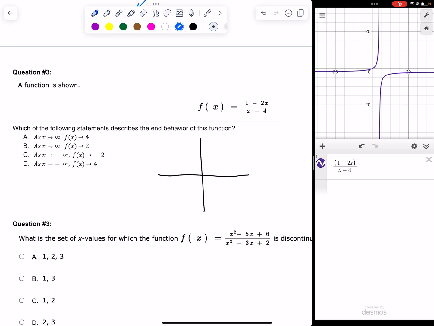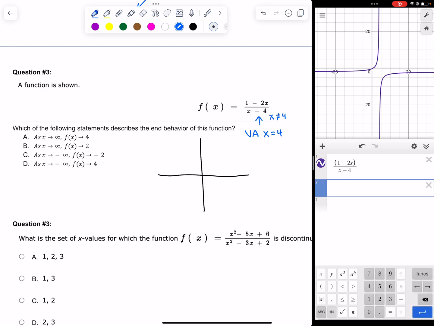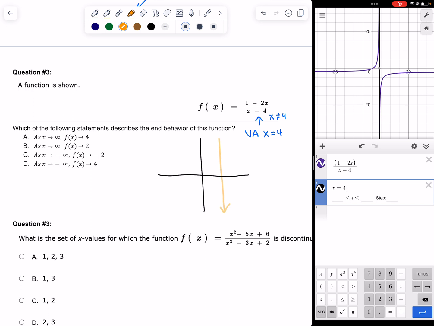So let's pick out a few things, and that'll help me draw a better picture, because I can see that there's a restriction in the denominator, which makes my vertical asymptote be at x equals 4, because that's the restricted value from my denominator. And when I type in x equals 4, it should look like it lines up with my graph. So that'll help me make a little better sketch on my paper. So at x equals 4, there's a vertical asymptote.